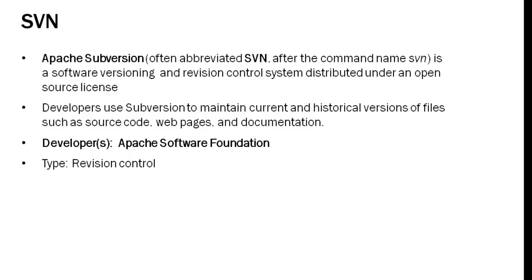Mostly developers use Subversion to maintain current and historical versions of files such as source code, web pages and documentation. Actually, SVN is a type of revision control. Now we are going to see how to download SVN from the link.